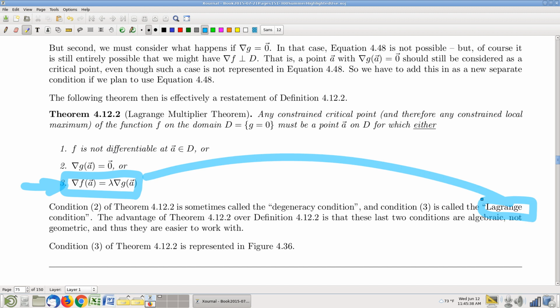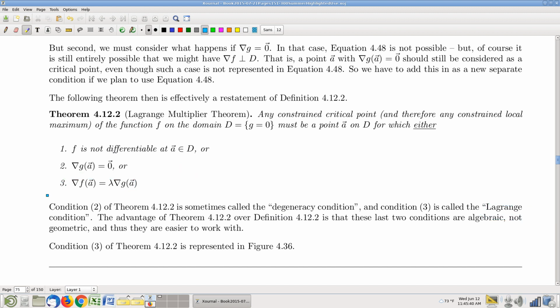Now, real quick comment before we get our hands dirty and start computing stuff. It is very important that you check all three of these conditions. After all, this is a process of elimination. These are the points that I can't eliminate.